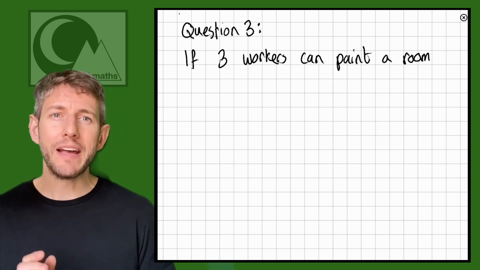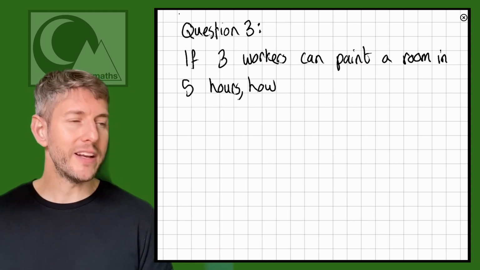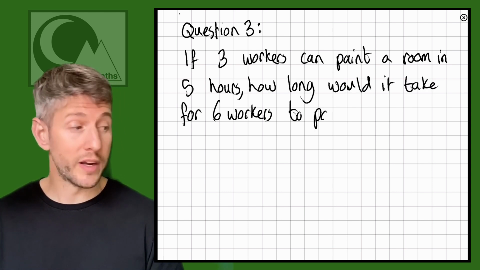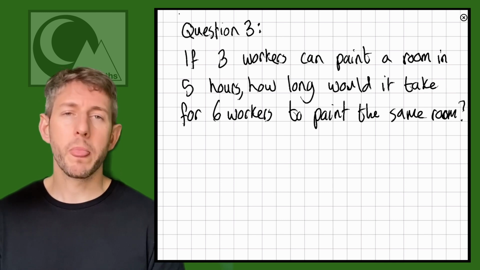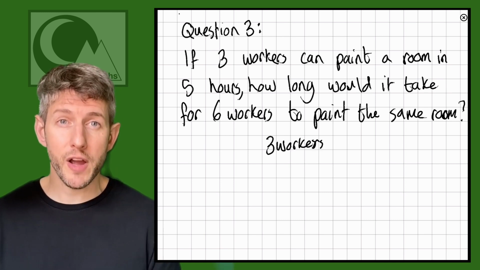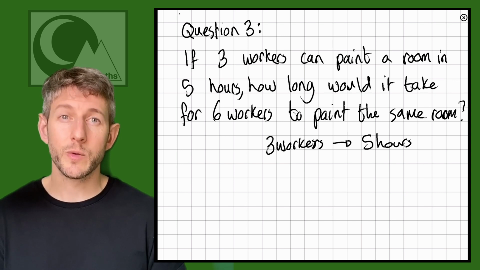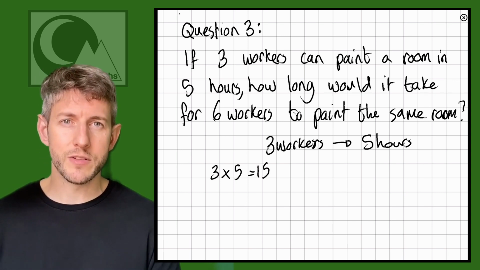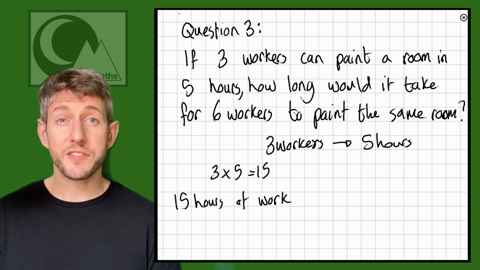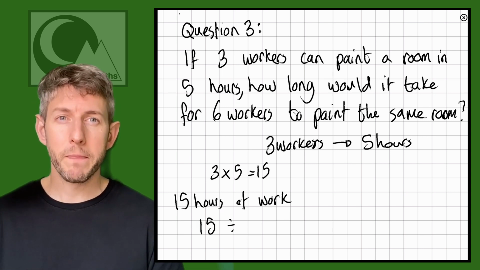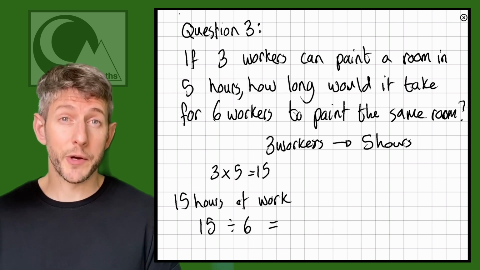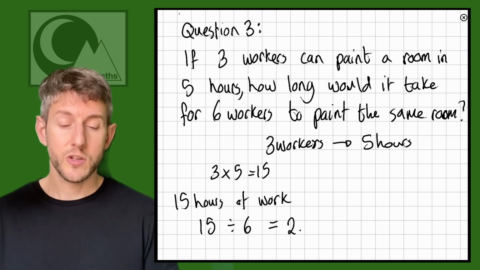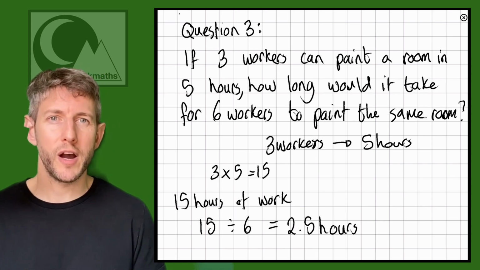Okay, right, let's have a go at another one. So here we go. If 3 workers can paint a room in 5 hours, how long would it take for 6 workers to paint the same room? So 3 workers can do it in 5 hours. We want to find out how long it will take 6 workers. So 3 workers, 5 hours. So we do 3 lots of 5 is 15. So that means there's 15 hours of work to be done. 15 divided by 6, I'm going to use my calculator. 15 divided by 6 is 2.5. So it's going to take them 2.5 hours.